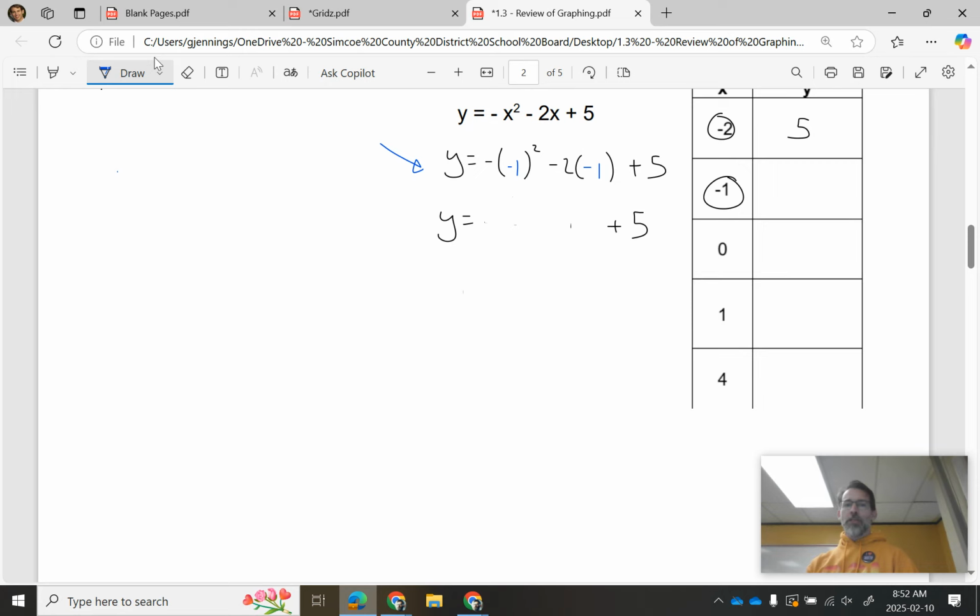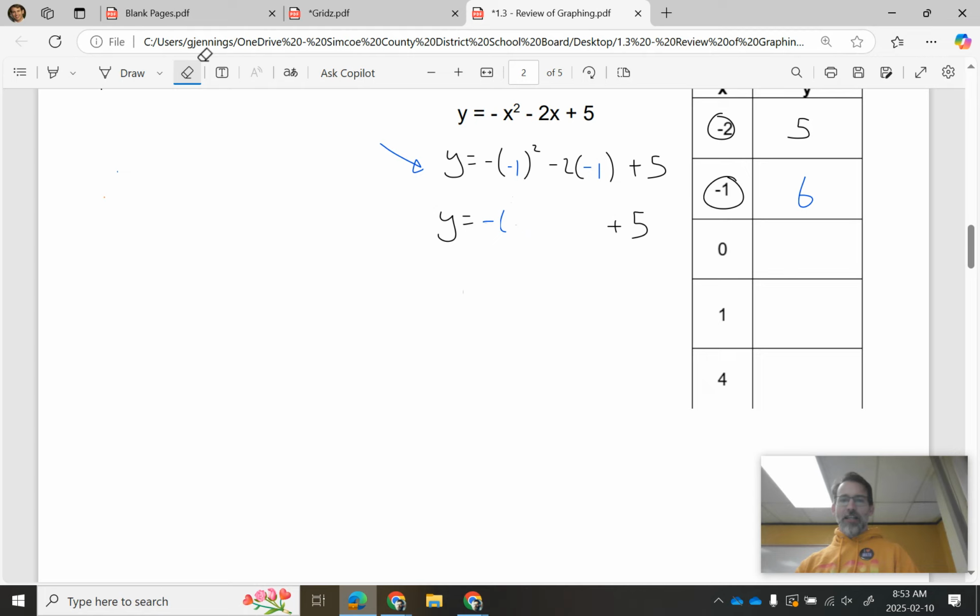So minus 1 squared, that's 1. So I have 1 inside that bracket there. Minus 1 times minus 1 is positive 1. But then I make it negative because the equation said to do that. Minus 2 times minus 1, plus 2. So minus 1 plus 2 plus 5, 6. All right. Well, let's keep going.